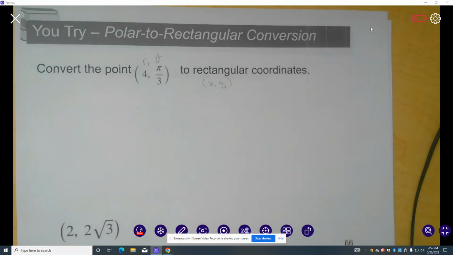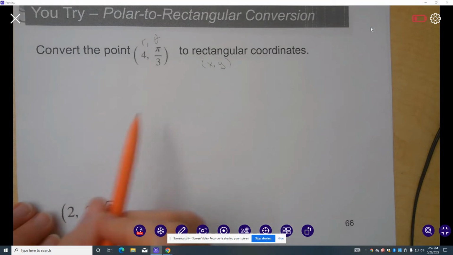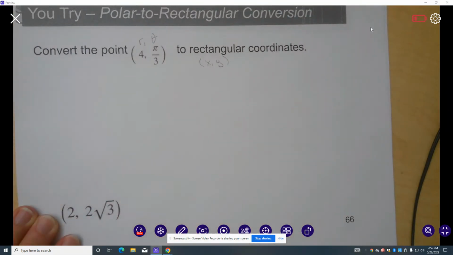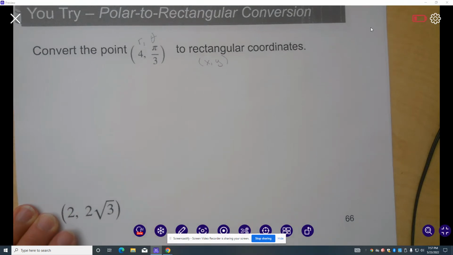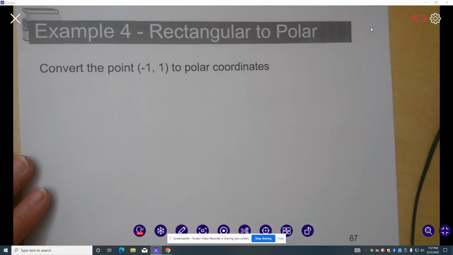And then hopefully you tried that and you got 2 square roots of 3. So this was pi over 3, so you need to remember the coordinates for pi over 3 and do these. When you're trying these, remember no calculator, no unit circle. Okay, example 4 is going the opposite way.